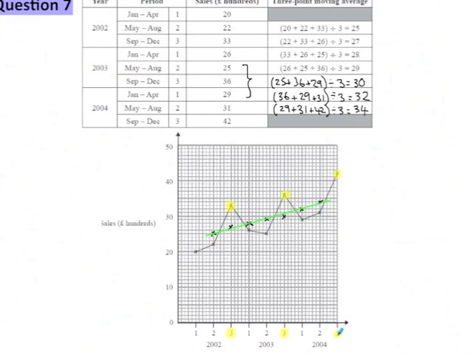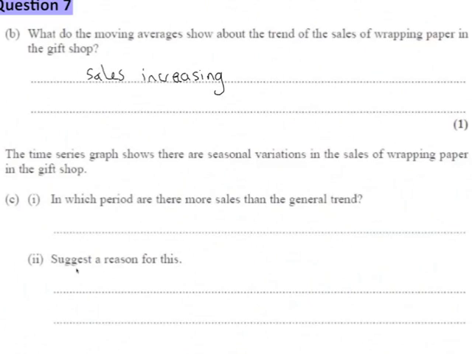Looking at our table here, period 3 corresponds with September to December. In every year, obviously, it is the same. So when asked to identify the period, we can state period 3, or we can put down that it's the September to December months, which might help you when you're thinking about a reason for this.